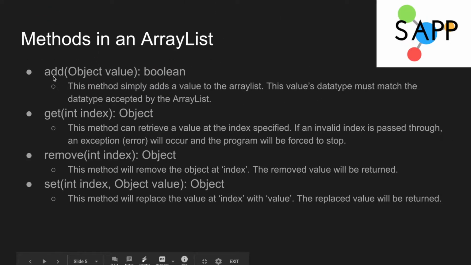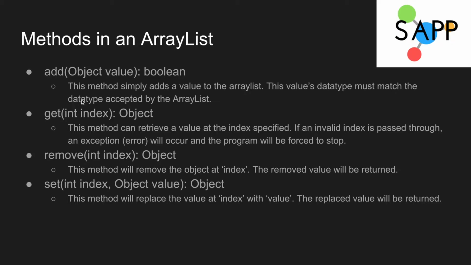The first thing that we've got is the add method. Basically, for the add method, you feed in a value of whichever data type you've assigned to the ArrayList, and then it just appends it or adds it into the ArrayList. That's pretty self-explanatory. And it returns a Boolean value. It returns whether or not the object was successfully added. So true if it was added, false if it wasn't added.